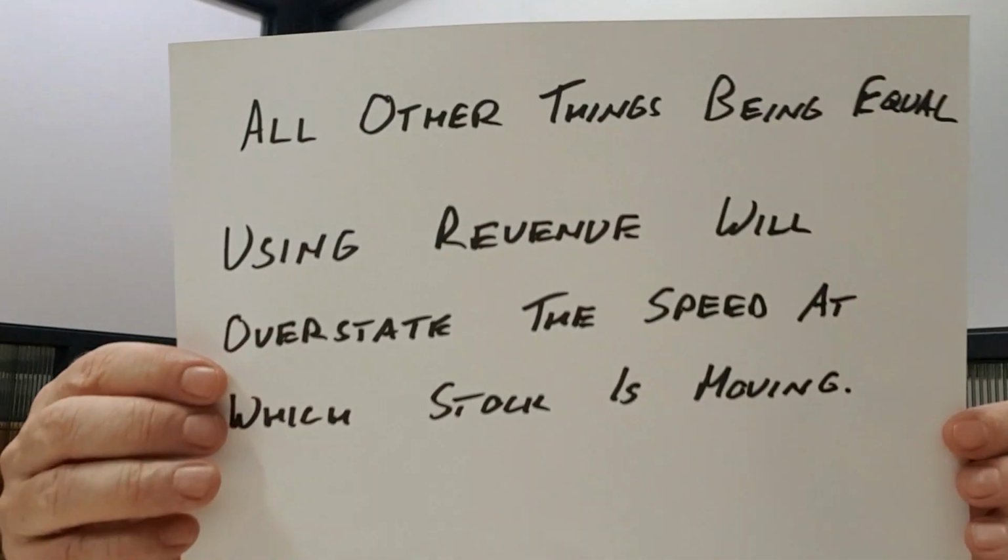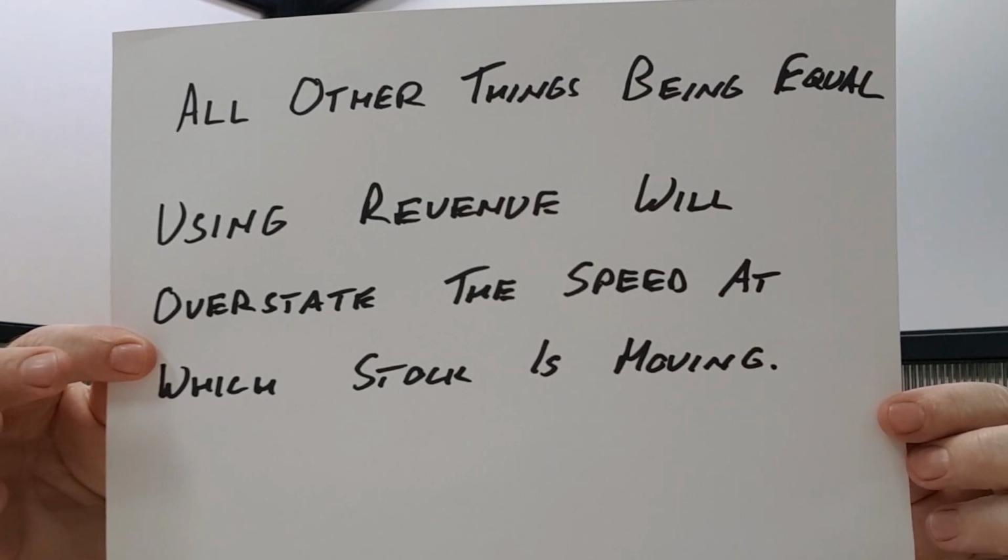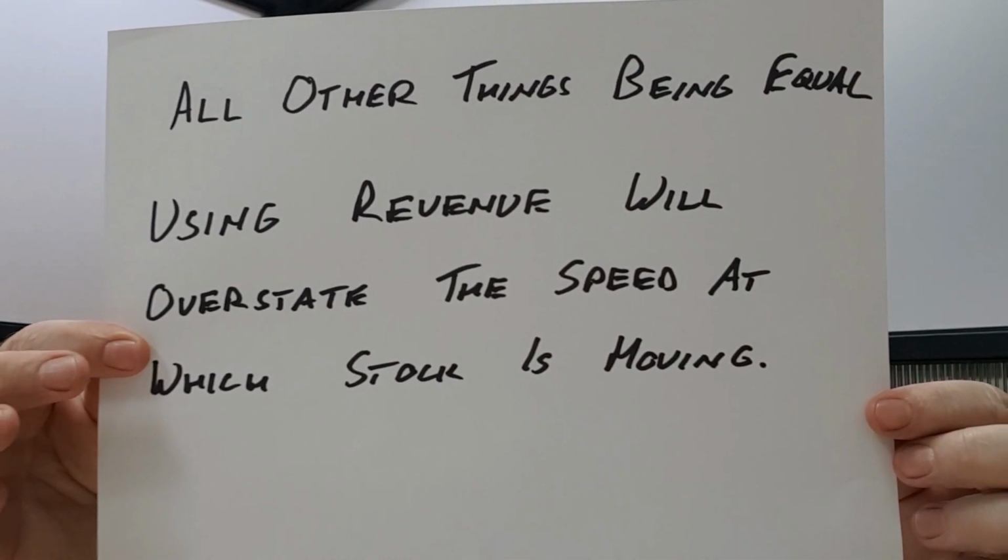Think about it like this. All other things being equal, using revenue will overstate the speed at which you think you are turning over your inventory. Cost of goods sold is the denominator of this fraction. If you replace that with revenue, which is a higher number, all other things being equal, that fraction will be a smaller fraction. When you multiply it by 365, the number of days that you get will be a smaller number of days. It will seem like you're turning over your stock quicker. Do not use revenue, please use cost of goods sold.